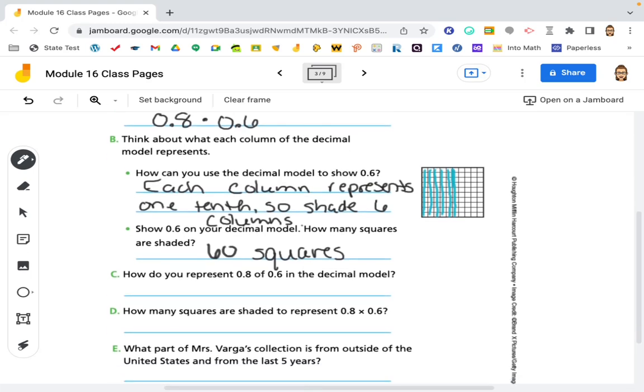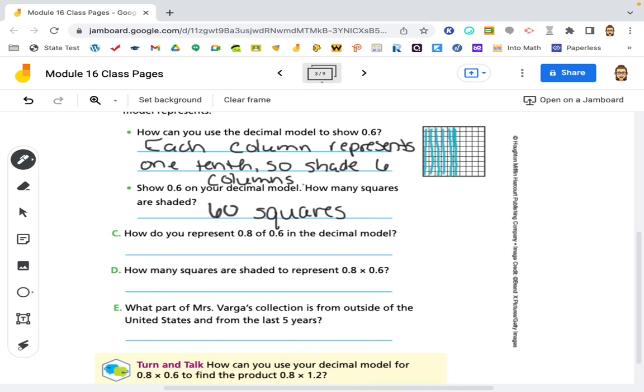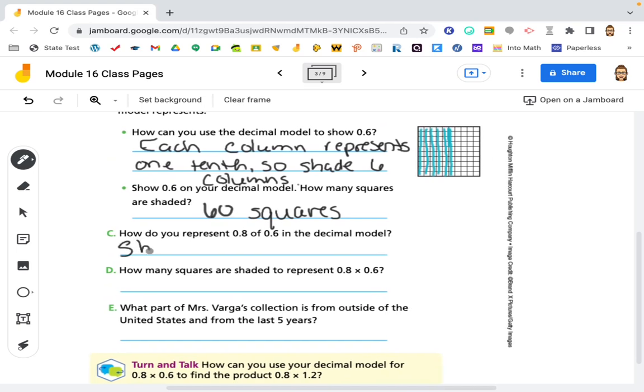So how do you represent 8/10 of 6/10 in the decimal model? Well, shade the first 8 rows with another color. So 1, 2, 3, 4, 5, 6, 7, 8. How many squares are shaded to represent the 8 tenths by 6 tenths? Well, we have 6 this way, 8 this way, so that would be 48 squares.